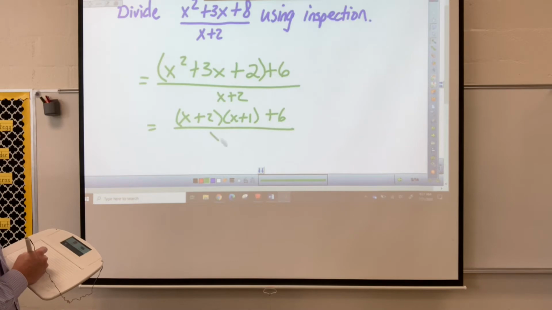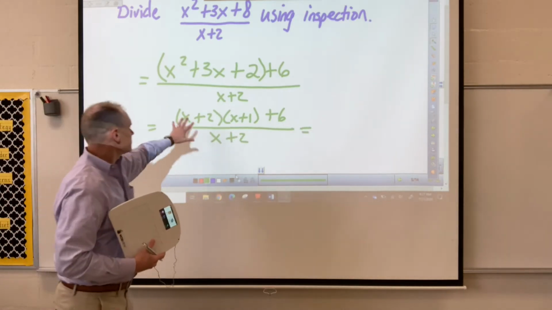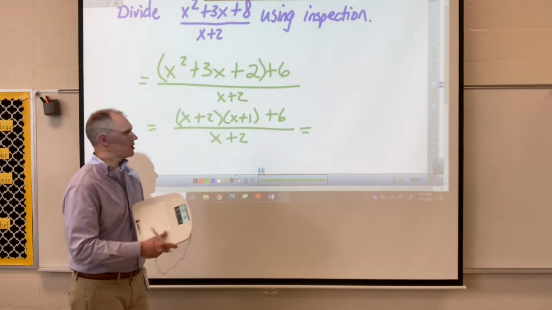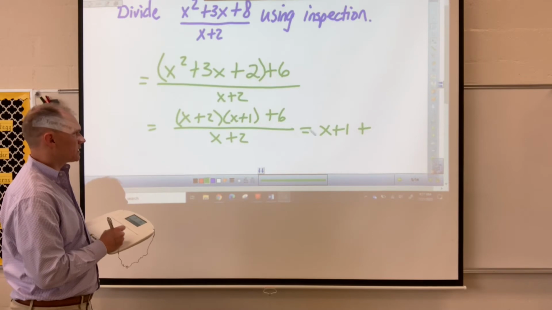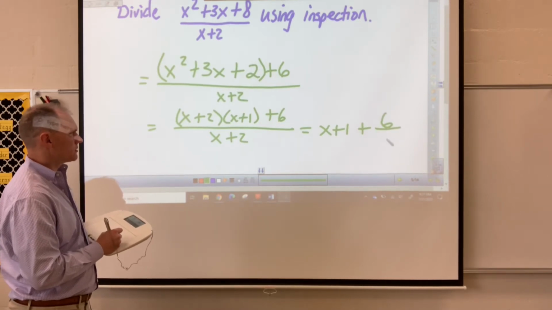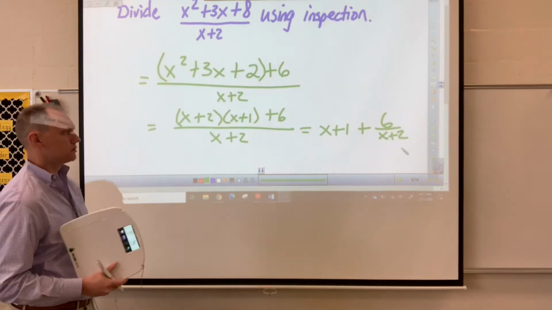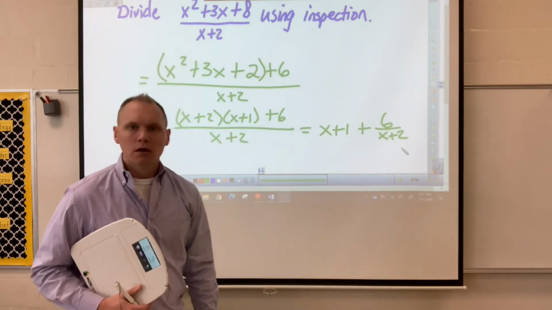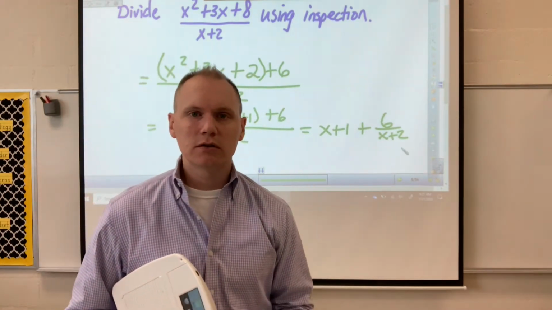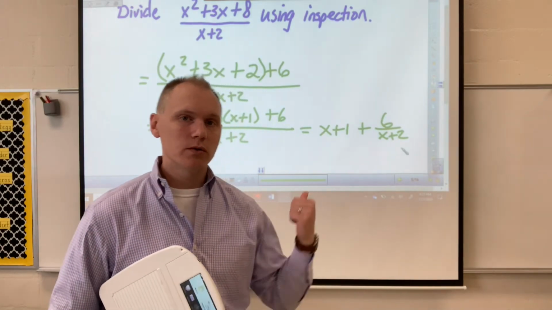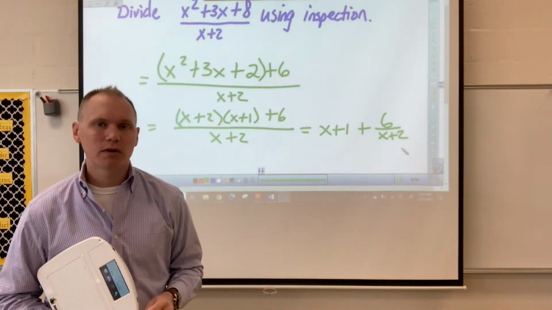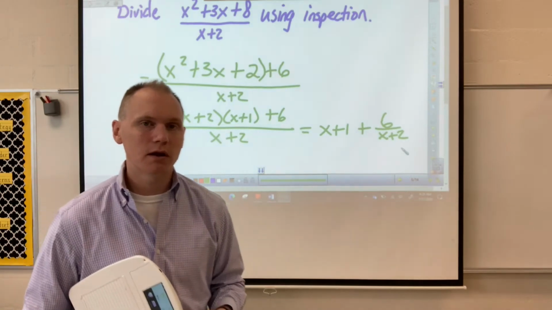divided by x plus 2. So now when I divide this quadratic by x plus 2, I'm left with x plus 1. When I divide the 6 by x plus 2, I'm just left with 6 divided by x plus 2. So if we see that there's a way that we can rewrite the numerator pretty quickly, division by inspection might be the way to go. I'm going to show you another method here in a minute.